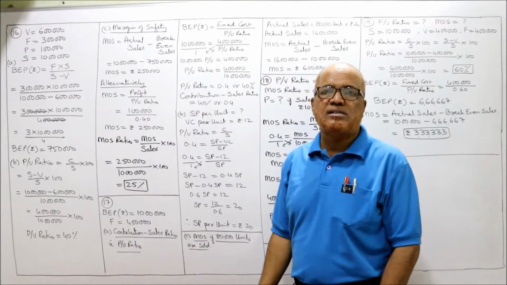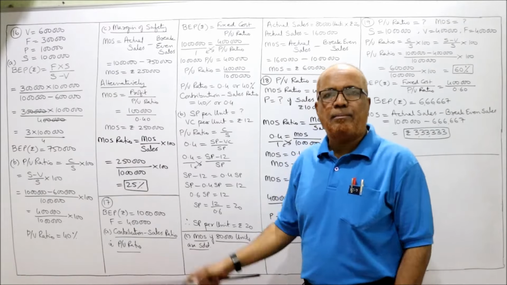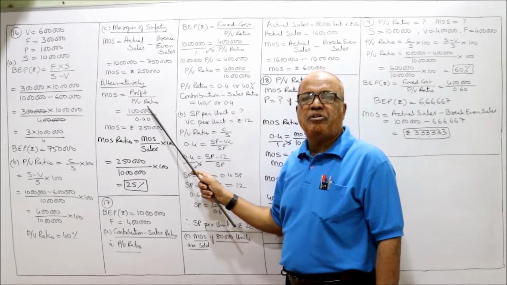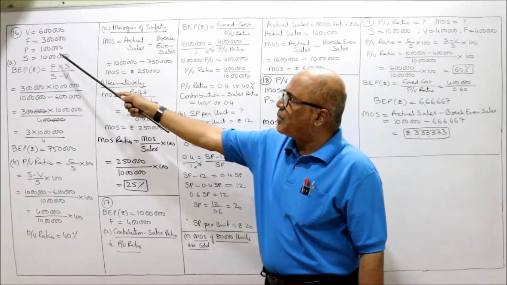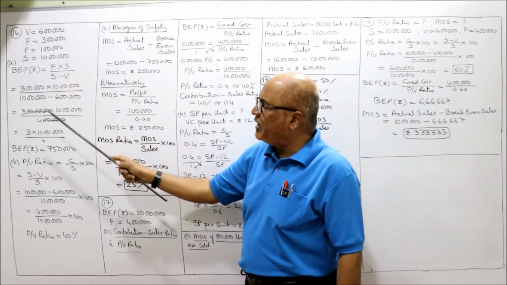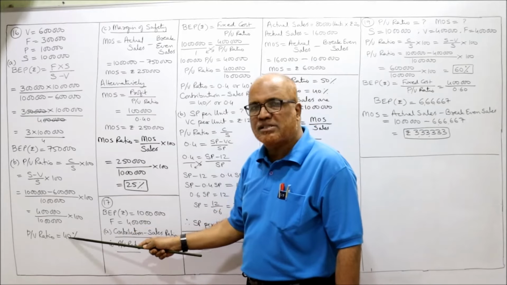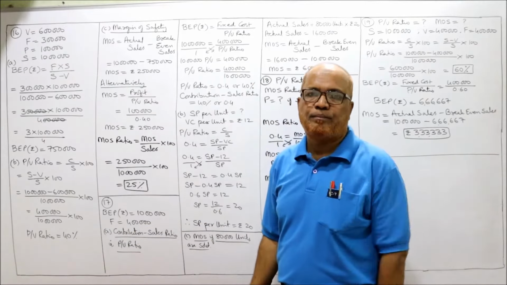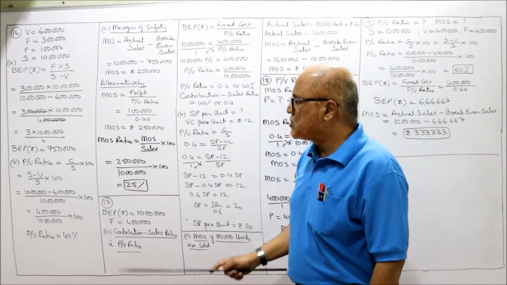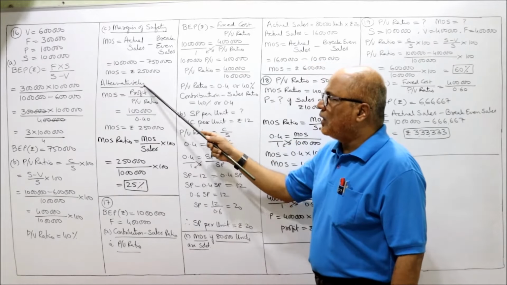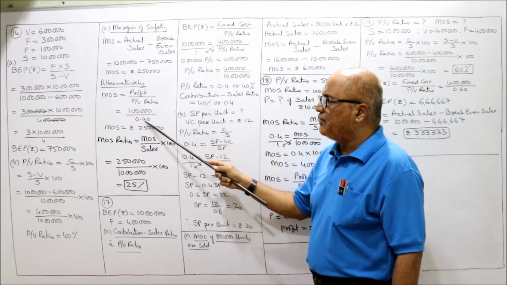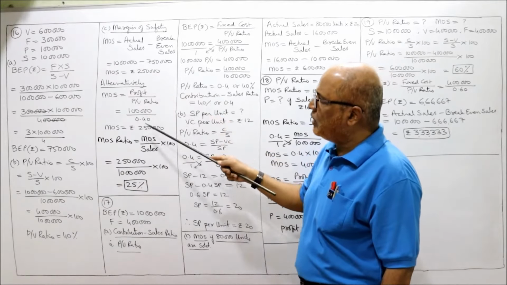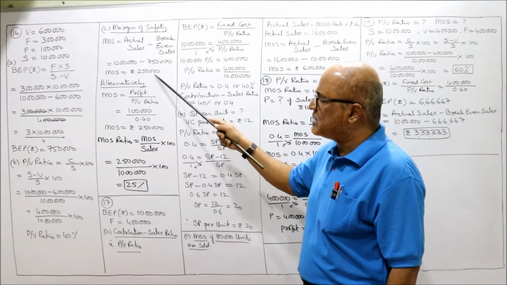Alternatively, one more formula is there for your practice. I am applying the other formula also. MOS is equal to profit by PV ratio. The profit is given in the problem 1 lakh. And PV ratio just now we have calculated 40%. We can write 40% or we can write 0.4. Both will be same. So here, alternatively, profit 1 lakh divided by 0.4. MOS is equal to 2 lakh 50,000. So whether you apply this formula or you apply this formula, you will get the same answer MOS.